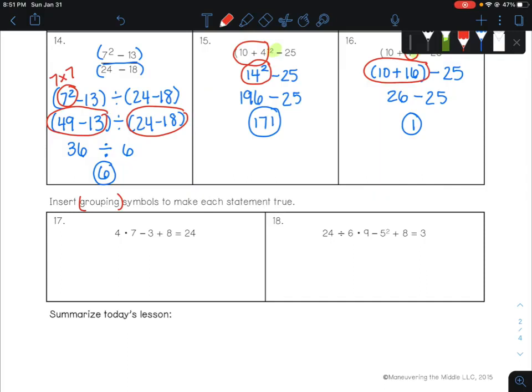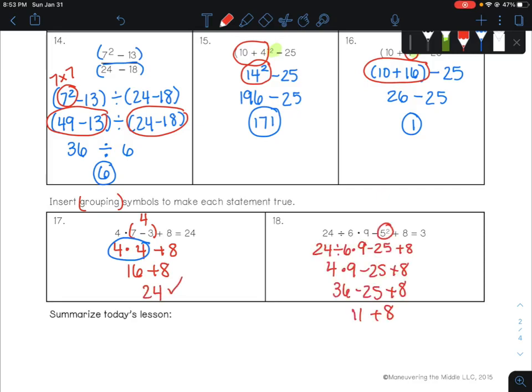So I know right away that if I don't have grouping, the 4 and the 7 are going to be multiplied first. So I'm going to try to cause something else to go next, which would be maybe instead of 4 times 7, what if we had to do the 7 minus the 3 before we could multiply? If we do that, 4 times, now this becomes 4 plus 8, and then we have to do our 4 times our 4, which is 16, add 8, and we get 24. So that worked out.